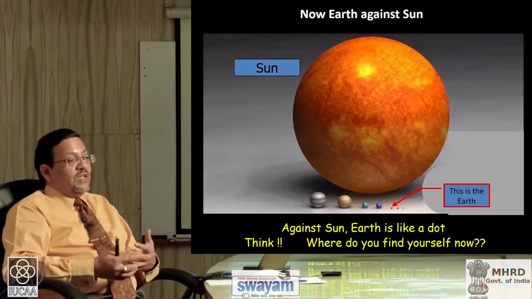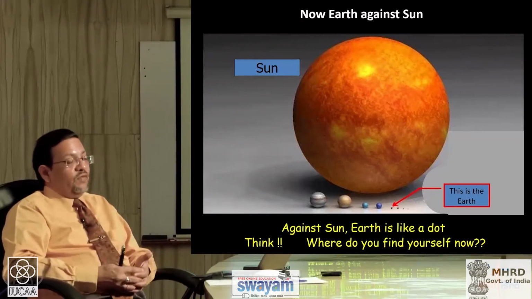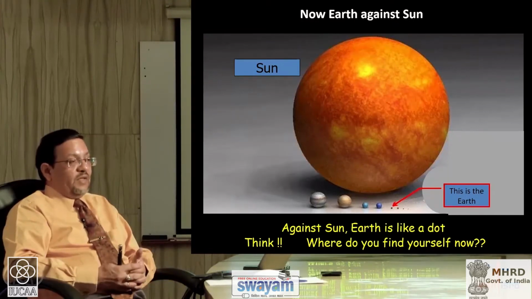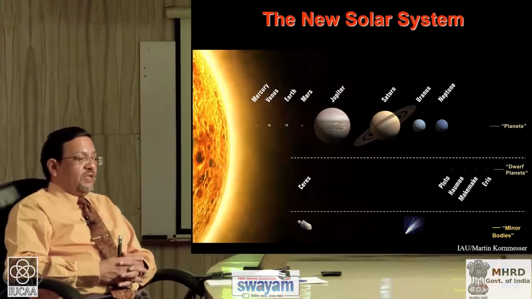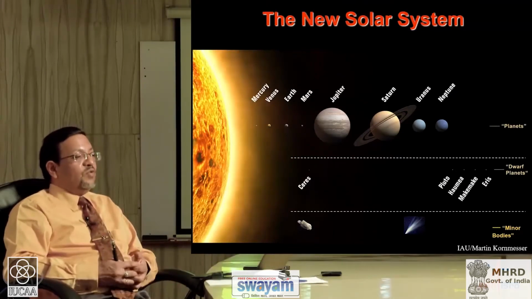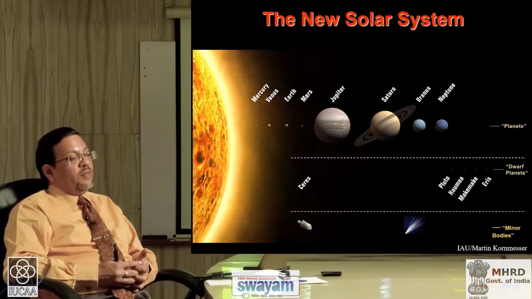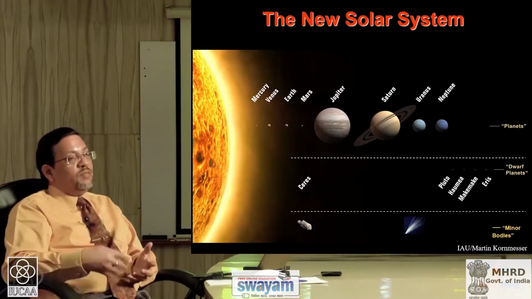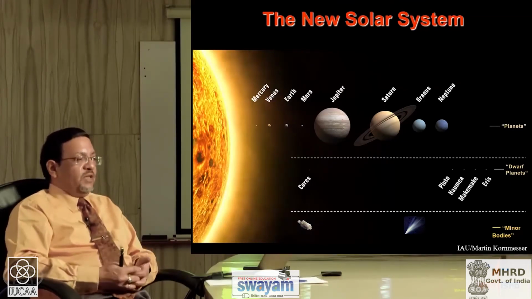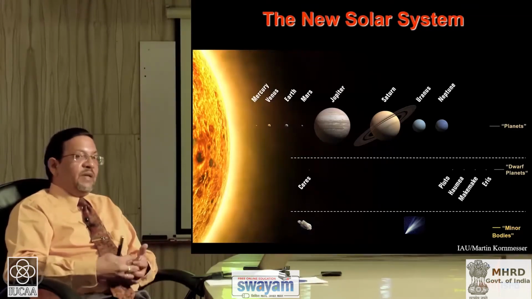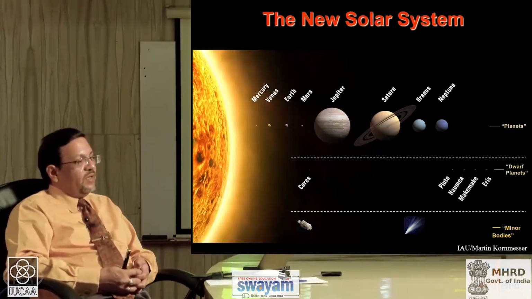So, this is the sizes of the planets in our solar system related to the sun. We now call our solar system a new solar system, essentially because Pluto is now considered a dwarf planet, and there are many other planets which have been discovered beyond the orbit of Pluto, which fall in the category of Kuiper belt objects, which includes Haumea, Makemake, Eris, and things like that.